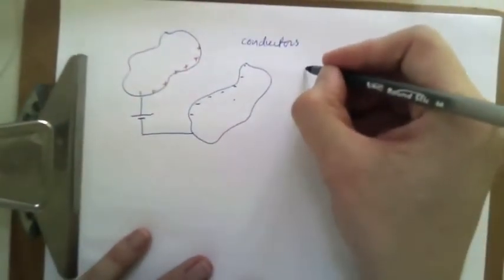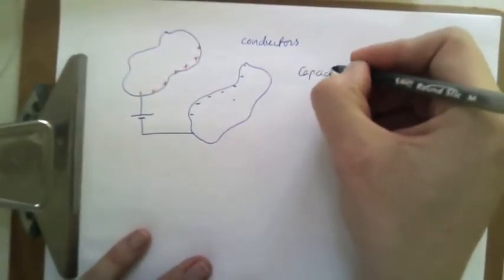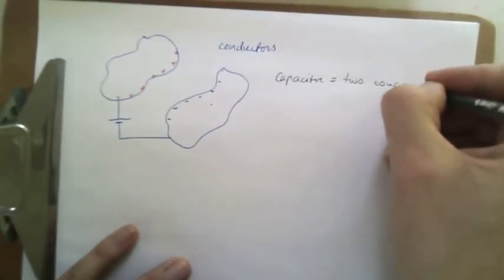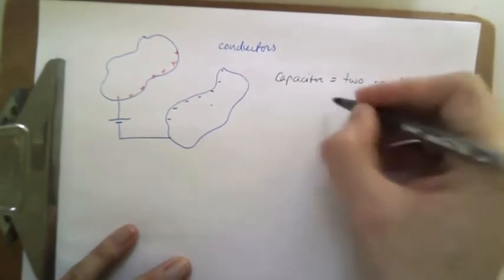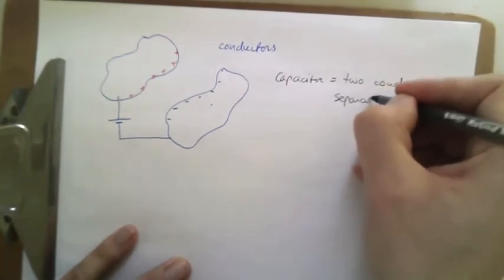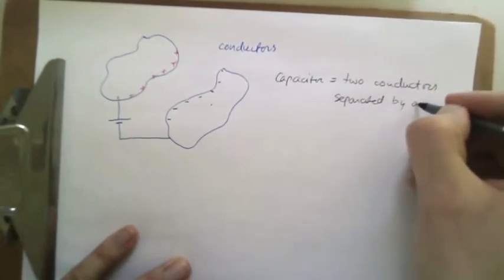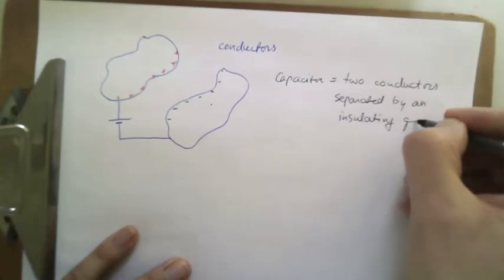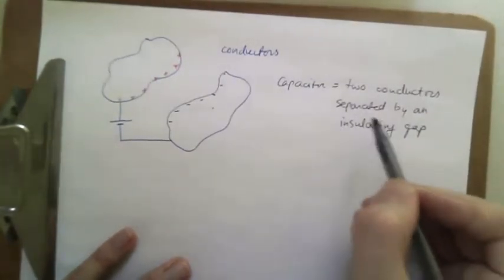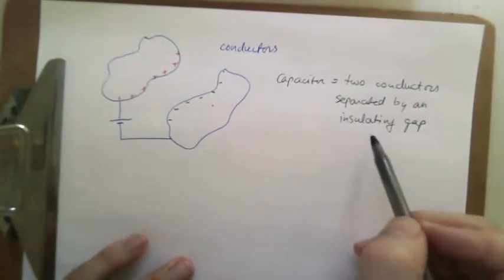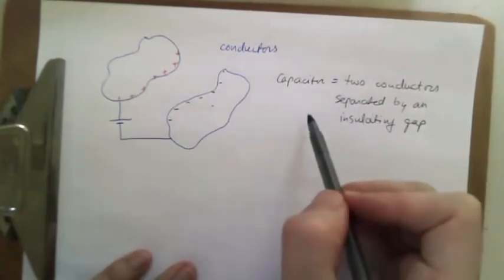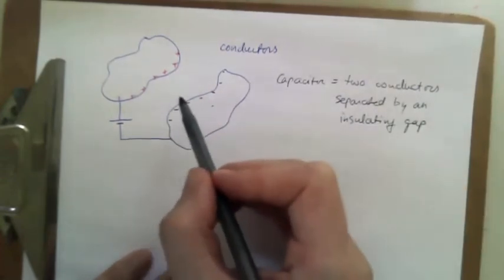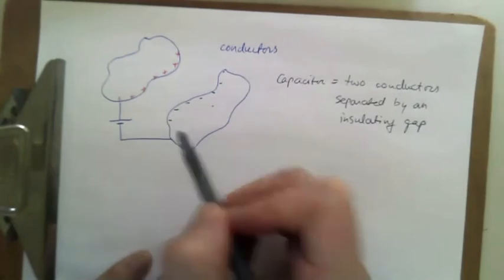So a capacitor is two conductors separated by an insulating gap. And I'll talk about the properties of the insulator in a little bit. This is not a super strict definition, because you can also have a capacitance when there's a resistor in between. But let's not make things too complicated right now.